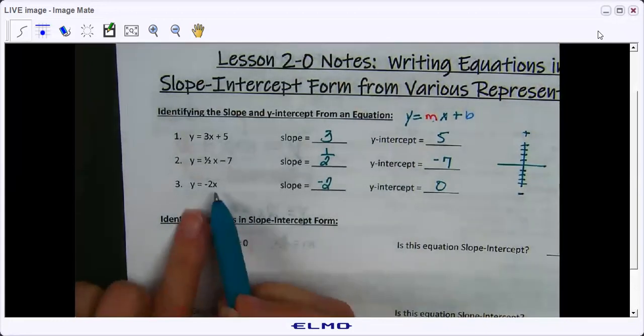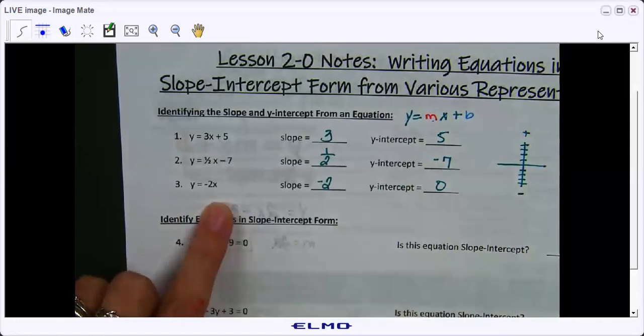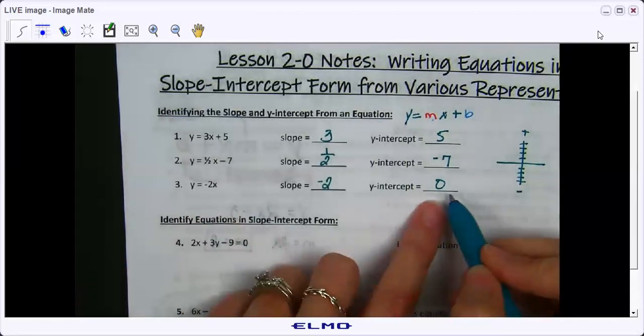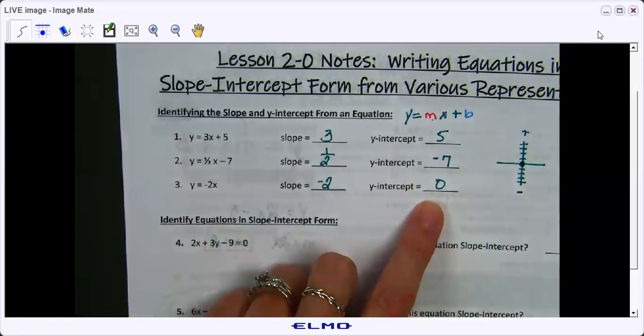In this one, we see that our slope is -2, but there is no y-intercept. But there is a y-intercept. We just don't see it. And that y-intercept is 0, which means it's going to go through the origin of our graph. Okay.